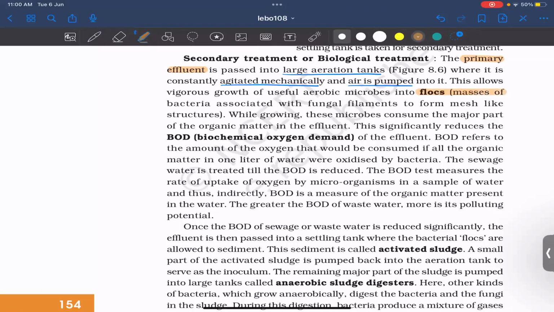Flocs are masses of bacteria associated with fungal filaments to form mesh-like structures. It is kind of like there are bacteria, and there is fungi in it, embedded in fungal filaments. So this is called flocs.